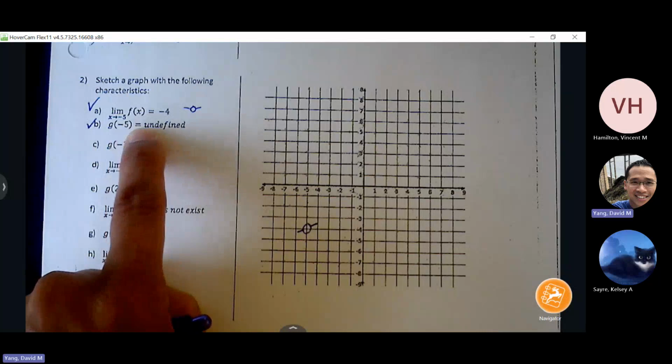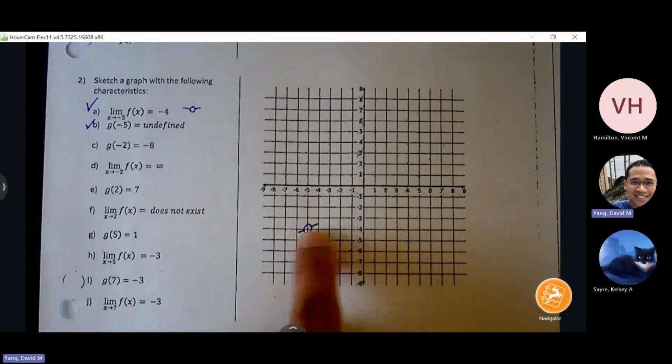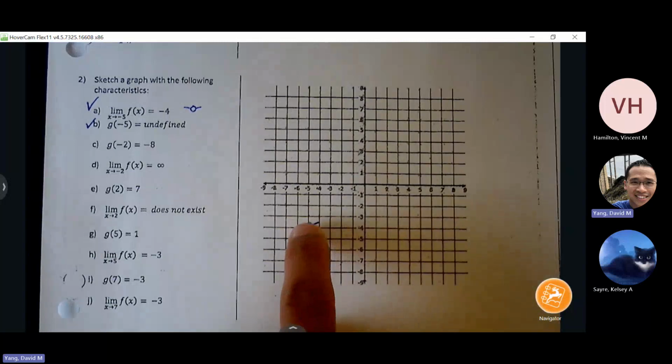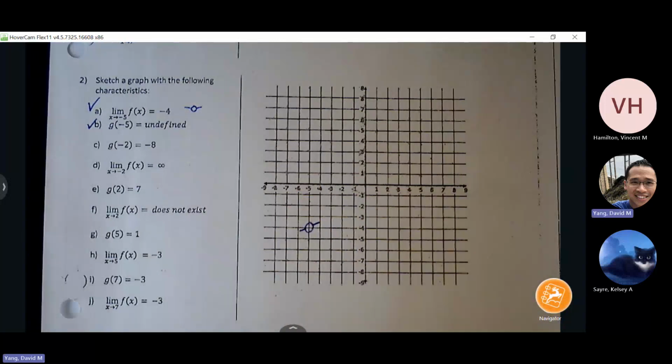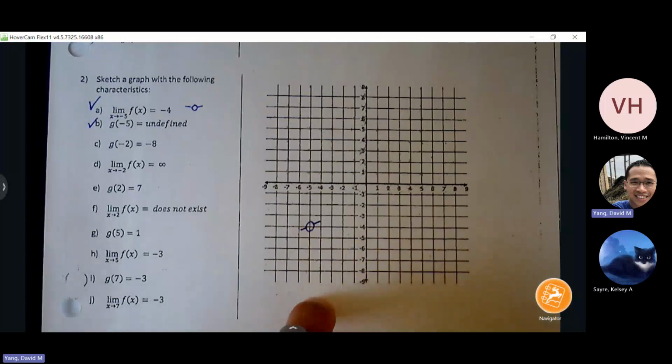Yeah, when I ask for a point, I like to always start off with a hole, because there may be something else that's telling me to plot the point elsewhere. I like to leave it open just because it's easier for me to fill in later rather than erase. That's my whole thing.